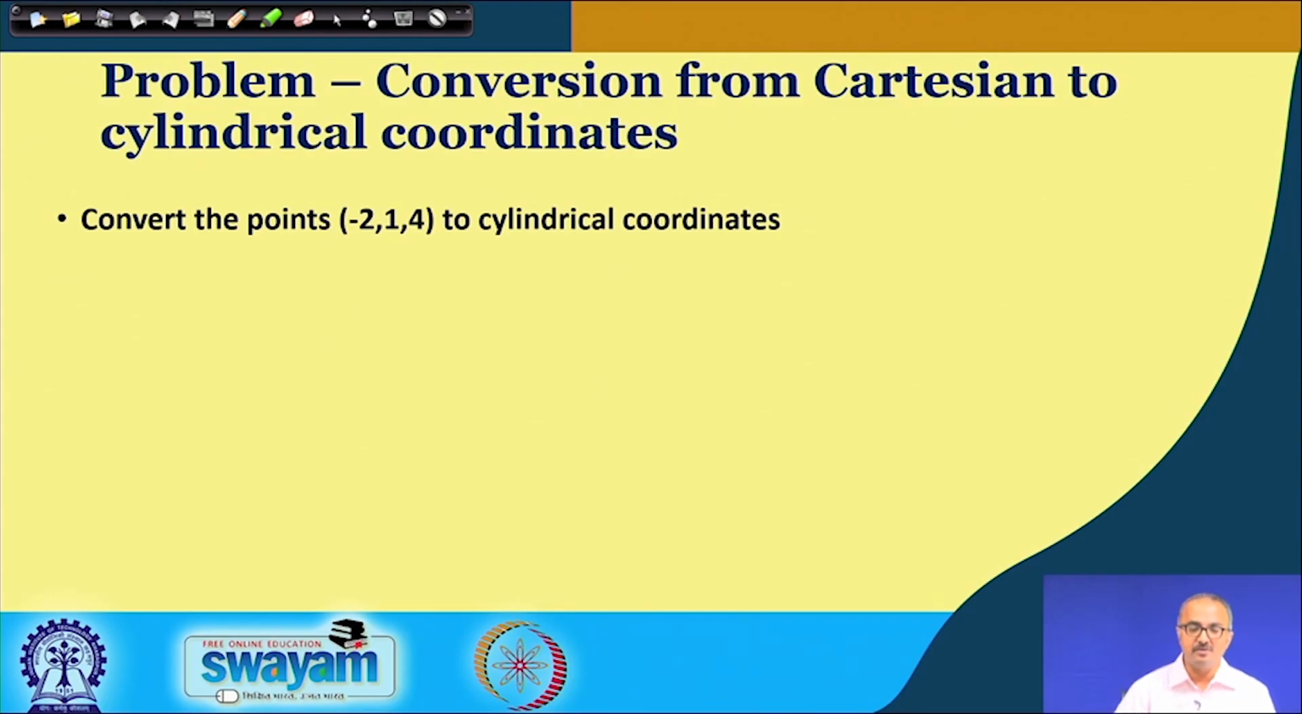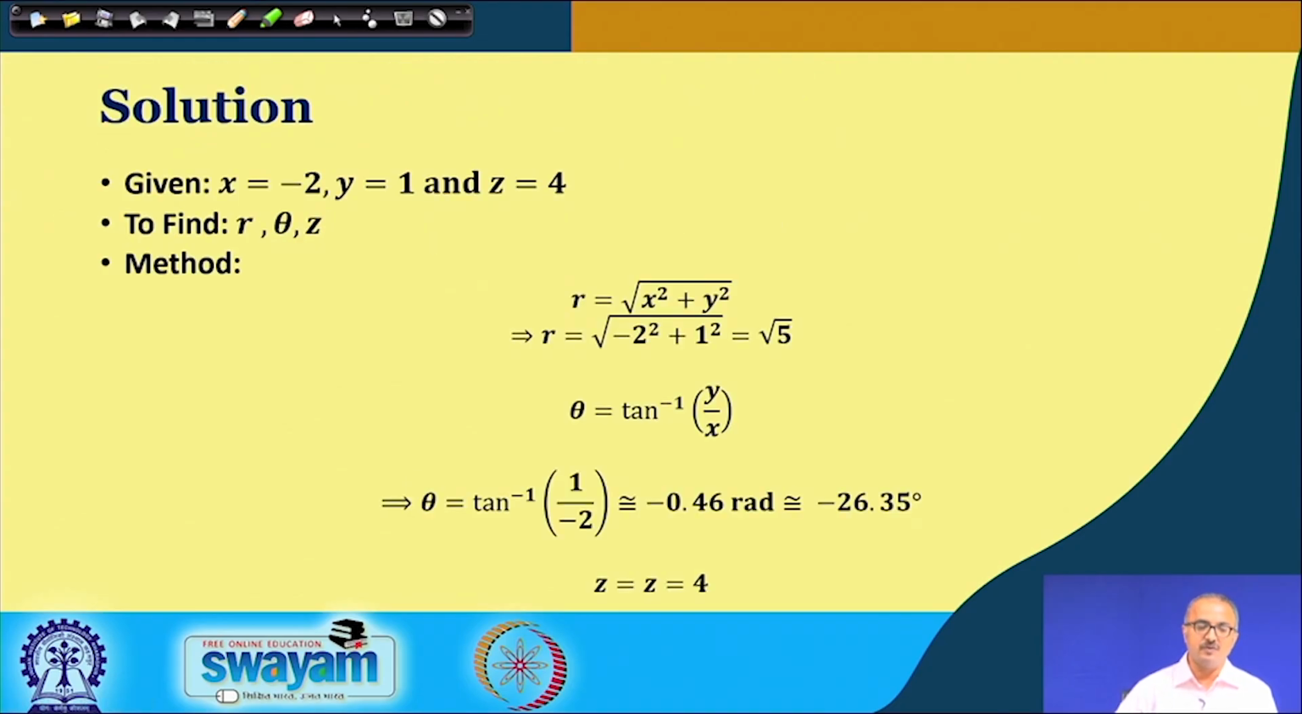Next problem is about conversion from a Cartesian coordinate to cylindrical coordinate. Here we have been given the coordinate values -2, 1, 4 and we have to convert this into the cylindrical coordinate. First let us see what is given to us: we know the x value, y value and z value, and we have to find out the corresponding r, theta and z. So, we know this is the expression given to convert x and y to r, and we find this r is √5, that is, the point is located √5 units from the origin.